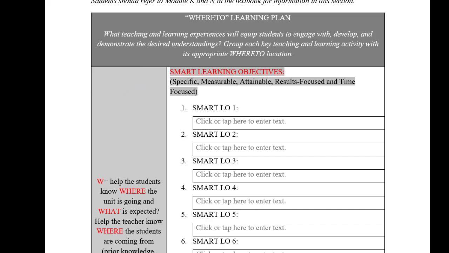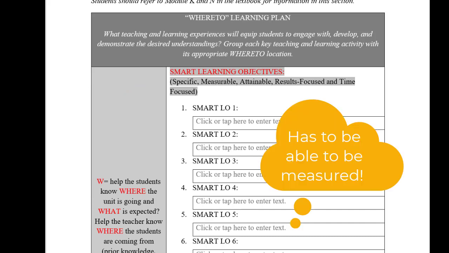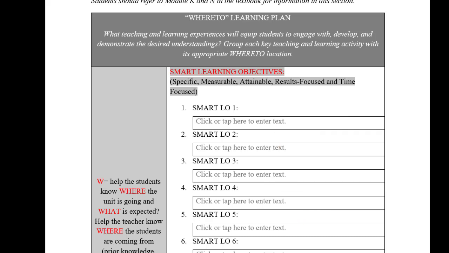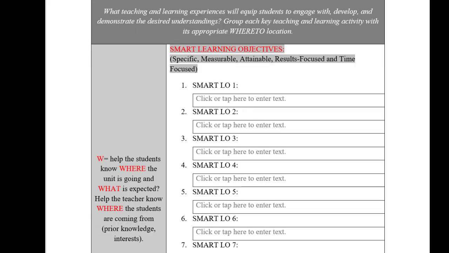You need to make sure that they're measurable. So just being able to see something isn't necessarily measurable. You're going to have to add some sort of verb in there. Bloom's taxonomy has a good list of verbs that you can use for your SMART learning objectives, which I would recommend. Always looking at a good verb that you can use in order to better prepare your students to know exactly where they are going.